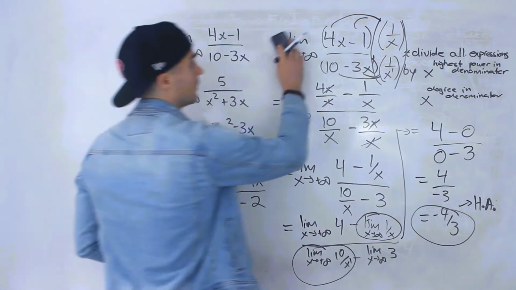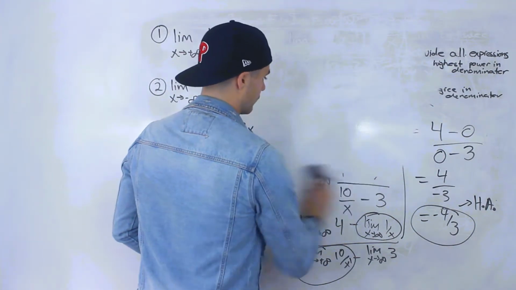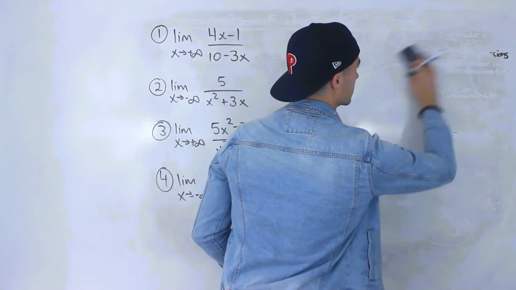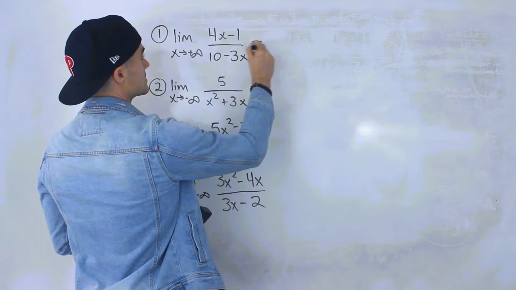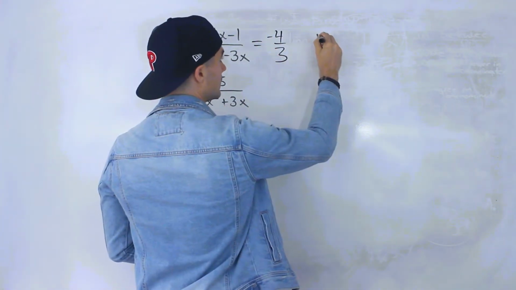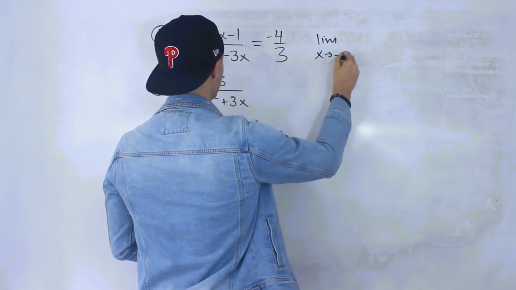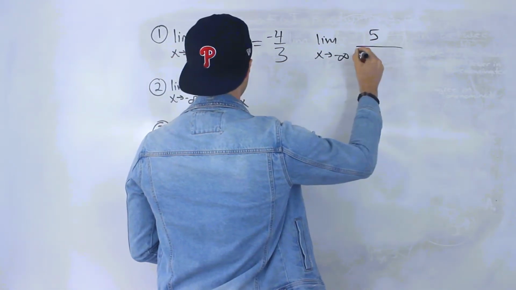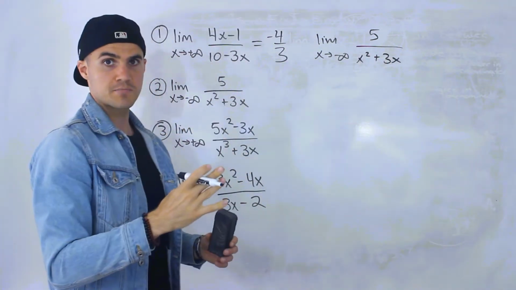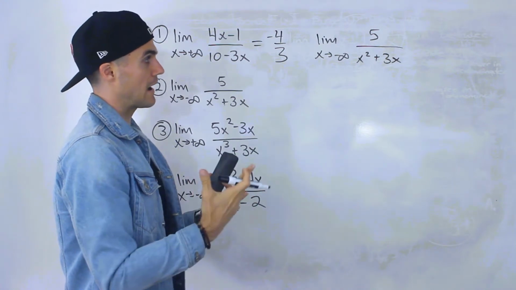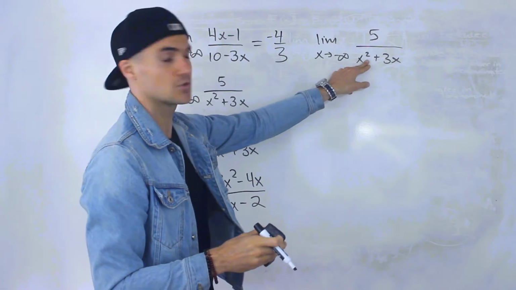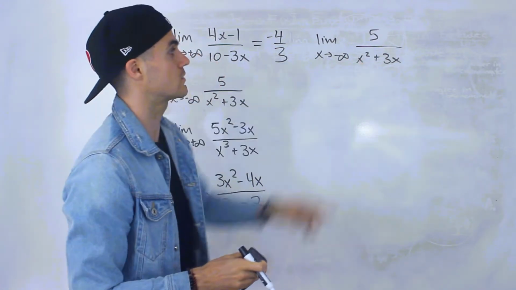All right, so let's follow that same format for number 2. So this here ends up being negative 4 over 3. So we've got the limit as x approaches negative infinity of 5 over x squared plus 3x. Dividing all the expressions, first step, by x to the power of the highest degree in the denominator, which is 2, right? This is a quadratic here, has a degree of 2.